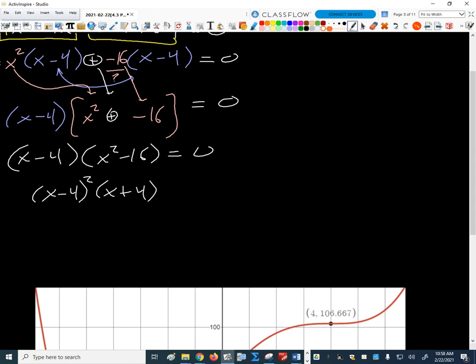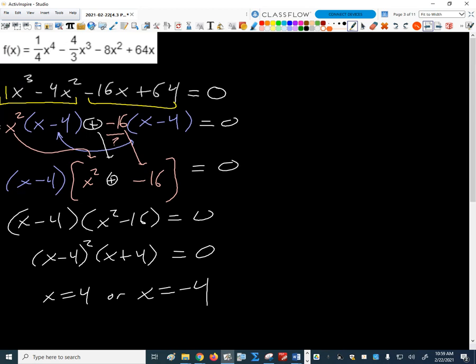Everybody agree? Give me a thumbs up. We all good with that? If I split the x squared minus 16 into an x minus 4 times an x plus 4, then I've got two factors of x minus 4, so that's squared. Okay, and so my zeros then end up being x equals 4 or x equals negative 4, right?